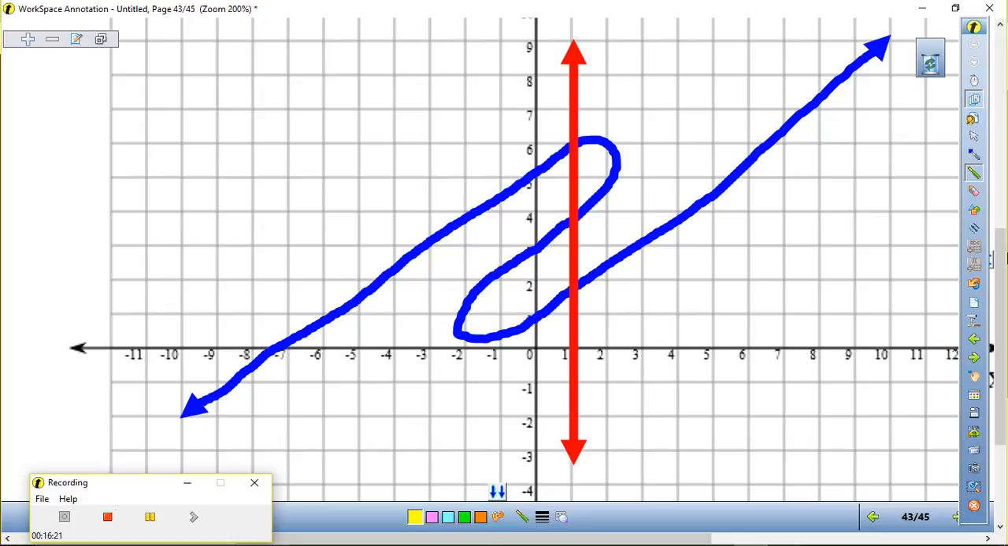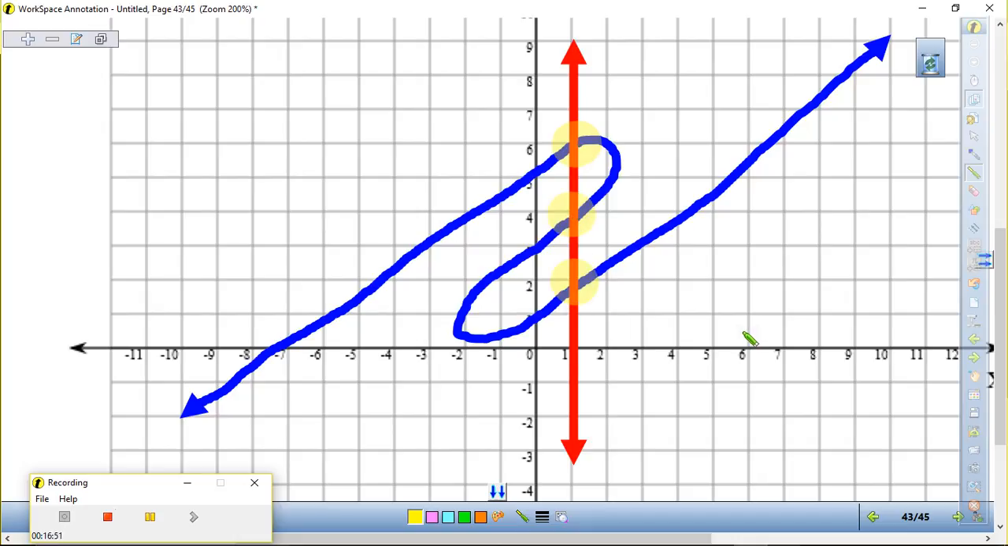All right? Now that you drew it, let me show you why this is not a function. If our vertical line intersects whatever graph more than once, it is not a function. Here's my vertical line. It intersects that graph here, here, and here.